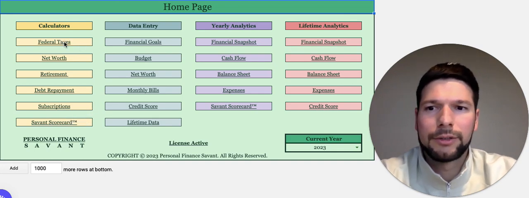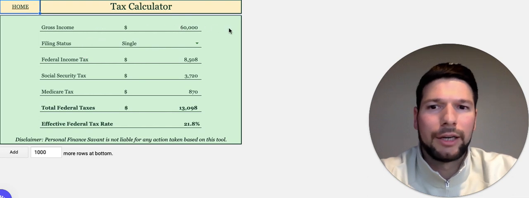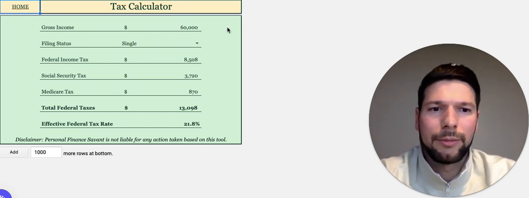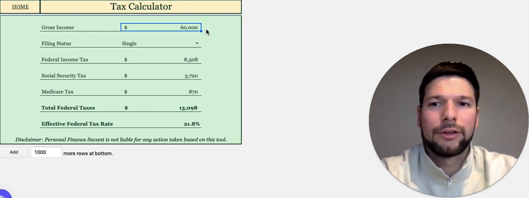The first one that is built into the tool is the federal tax calculator. So in here, if you're trying to understand how much taxes am I going to owe based on how much money I expect to make, this is the tool you should go to for that type of analysis. And it's really quite simple. There's two pieces of data that you need to enter in. The rest of it's going to be automatically calculated for you.